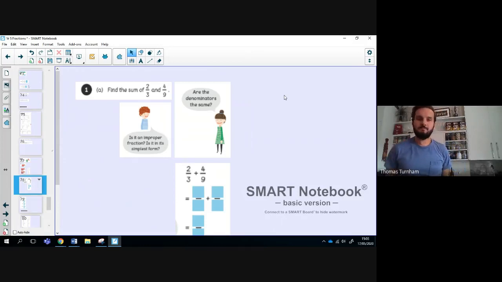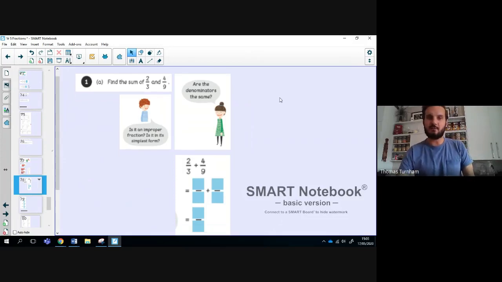Find the sum of 2/3 and 4/9. Pause the video and see if you can figure this one out. We've got a couple of clues. Are the denominators the same? Is it an improper fraction? Is it in its simplest form?